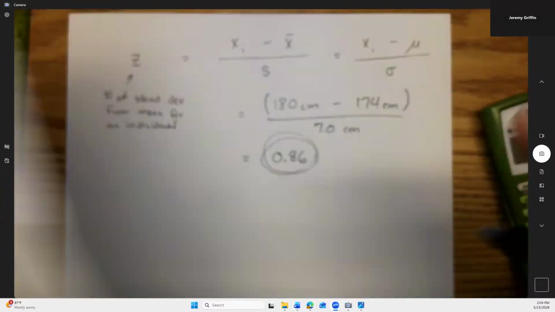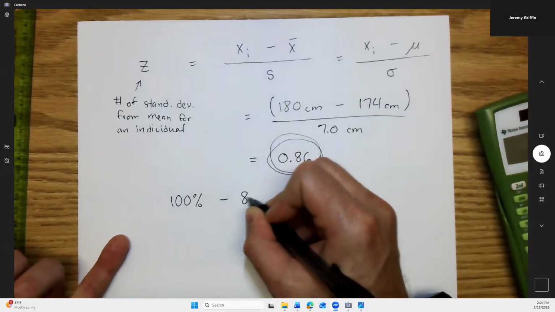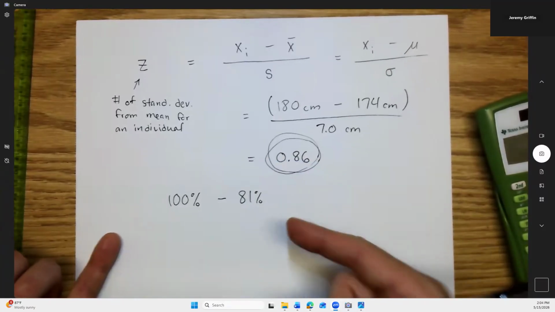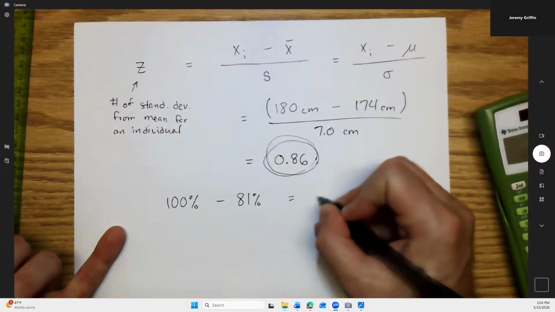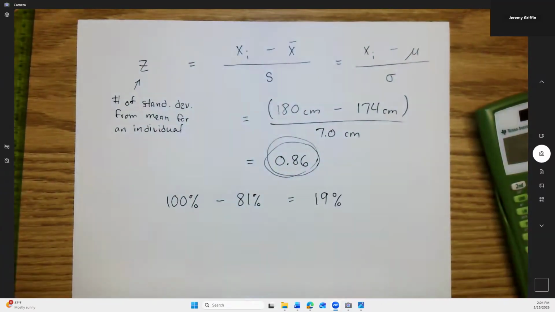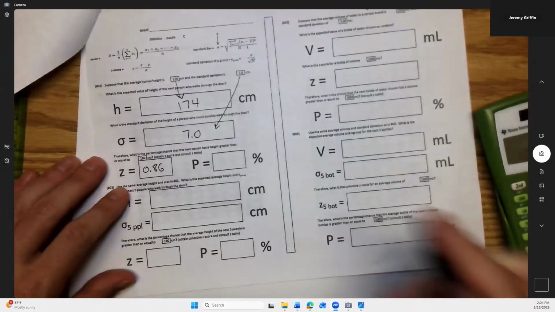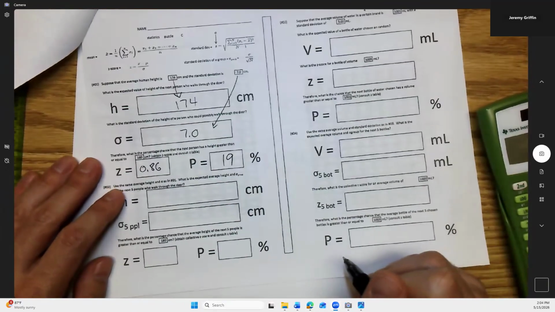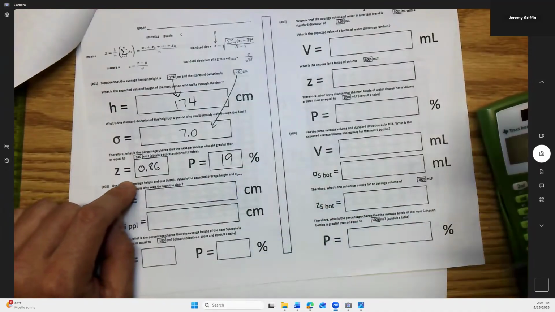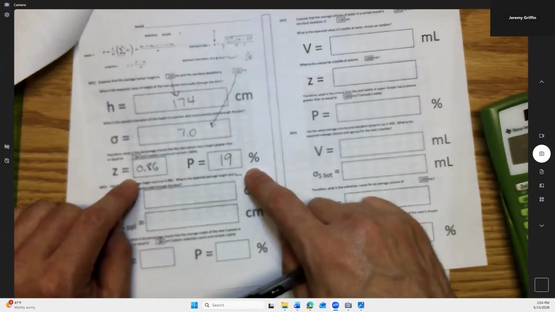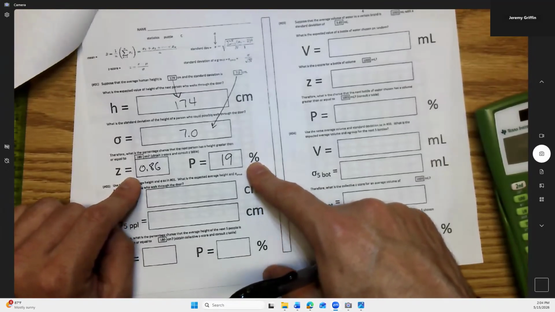Okay, 81%. Now, there are 100% of people in the world. Subtract off the 81% of people who are shorter than this particular individual, because that's what corresponds to the shaded part of the bell curve. That leaves me with 19% who would be taller than this person. So right here, I'll say there are 19% of people who are taller. We all have different numbers, but that should model the same process you're doing.